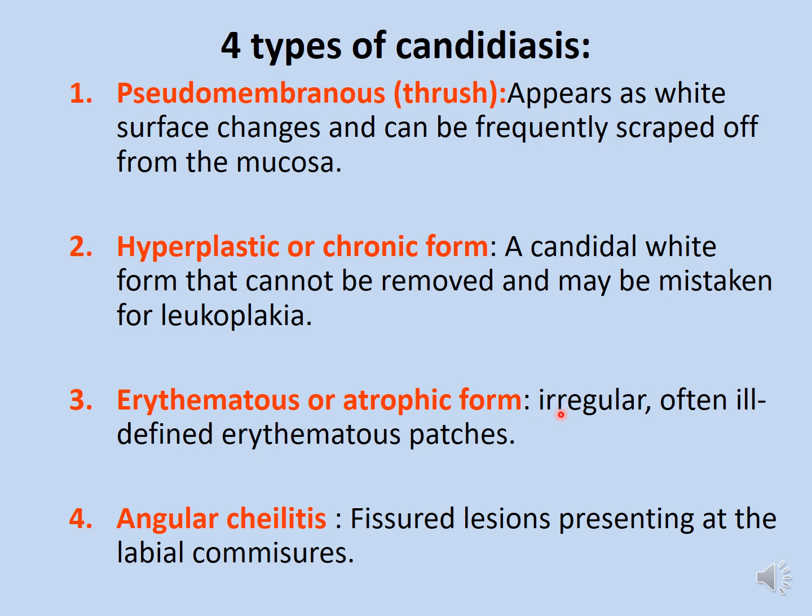The third type of candidiasis is erythematous or atrophic. All right. Now, this lesion is irregular, often ill-defined, and it has erythematous patches. Erythema basically means reddish patches. So they are reddish and atrophic, that means there is denuded epithelium over there. The fourth is angular cheilitis. All right, fissured lesions that are present at the labial commissures. Now this is commonly seen in denture wearers and is less associated with HIV. Now, what are the two types that are more commonly associated with HIV? As we have already seen under the group 1 lesions, they are the pseudomembranous type and the erythematous type. So that's what we've got to be watchful for.